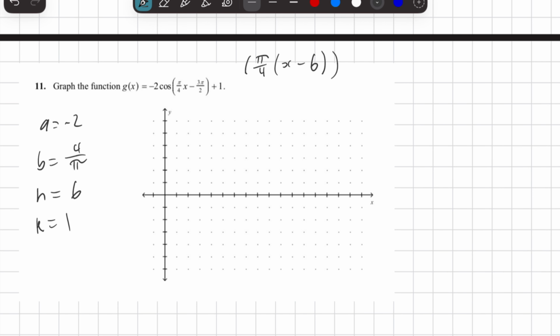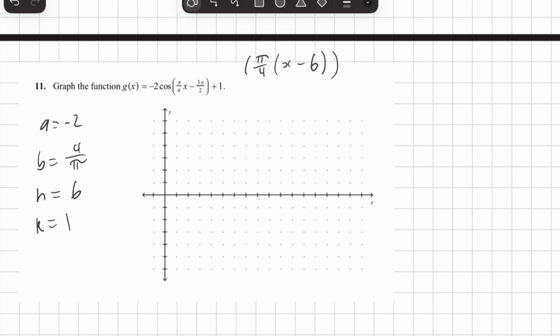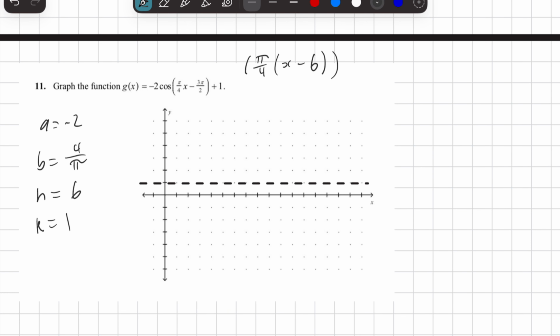So now we have a cosine graph, and we also have a negative vertical stretch. Cosine graph, let's go ahead and write our midline for that. So our K value is at +1. So you can go ahead and draw your midline at +1. Okay. Now we're going to go ahead and start graphing. So when it's at 0, it's usually at 1. We're going to times that by -2, so it's -2. We're going to go over 6 and up 1.